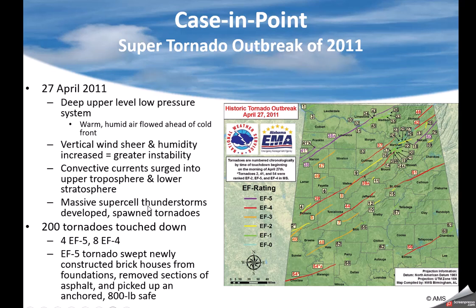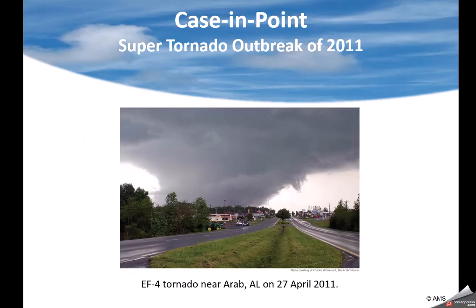Of the 200 tornadoes that touched down, there were actually 4 EF5s. One of those EF5s completely swept away a brand new brick house, including its foundations. It even removed sections of asphalt and picked up an anchored 800-pound safe. So you can see the power of the winds in these EF5 tornadoes. And you can see some tracks here, here. Amazing the damage they did.